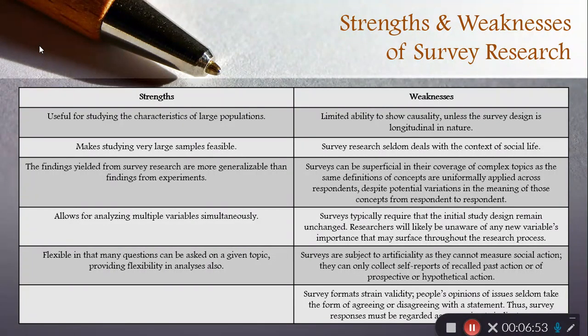So it is very likely that a researcher will be unaware of any new variable that may come up that may be important to take into consideration. So this is another limitation of survey research: typically the designs that we put in place are not very flexible once we have established the design. And so these are some of the things to keep in mind with regard to strengths and weaknesses of survey research.